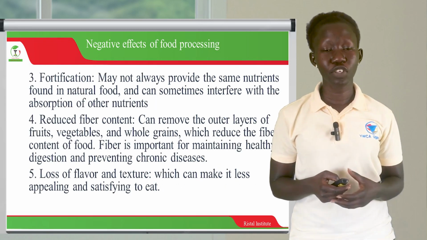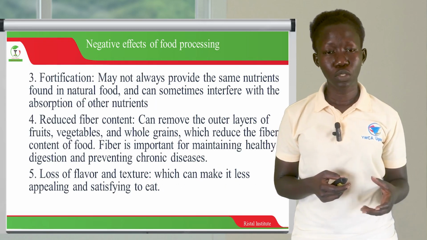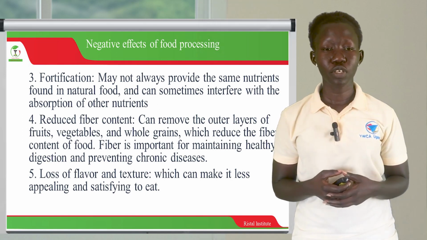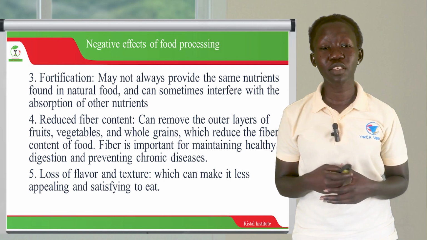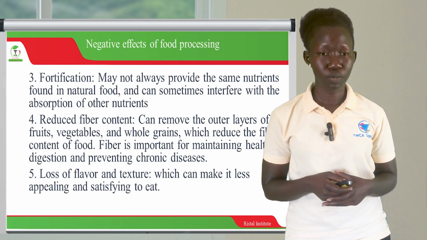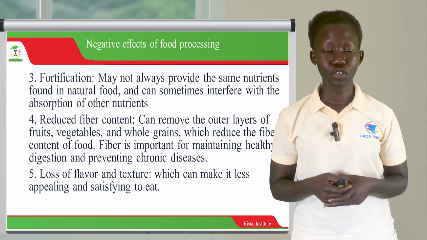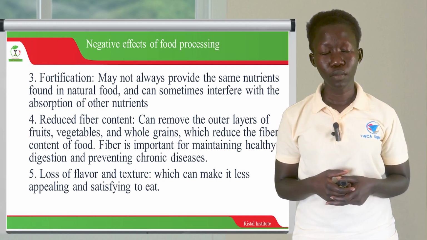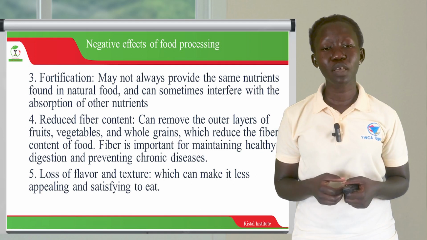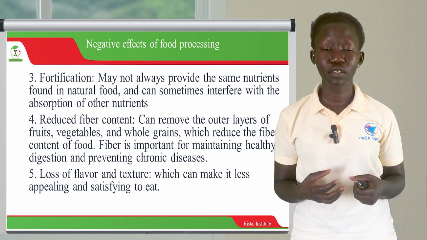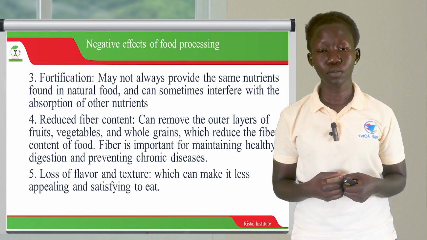While we talk about fortification as one of the good ways of enriching our nutrients, it may not always provide the same nutrients found in the natural food. And this also sometimes interferes with the absorption of other nutrients. Processing also reduces the fiber content in food. Remember, we said that fiber is very important for digestion.